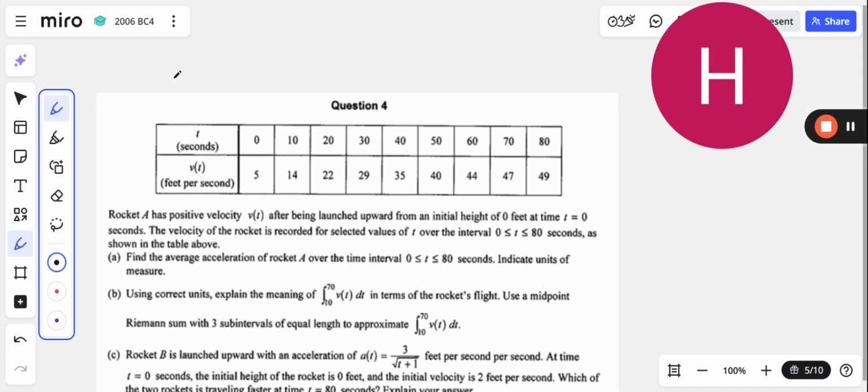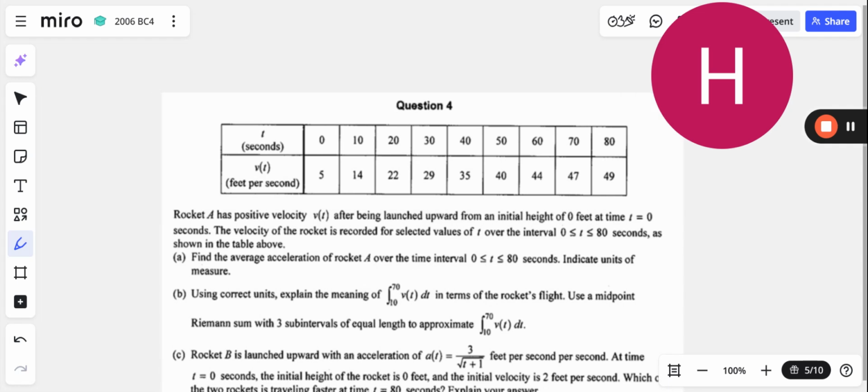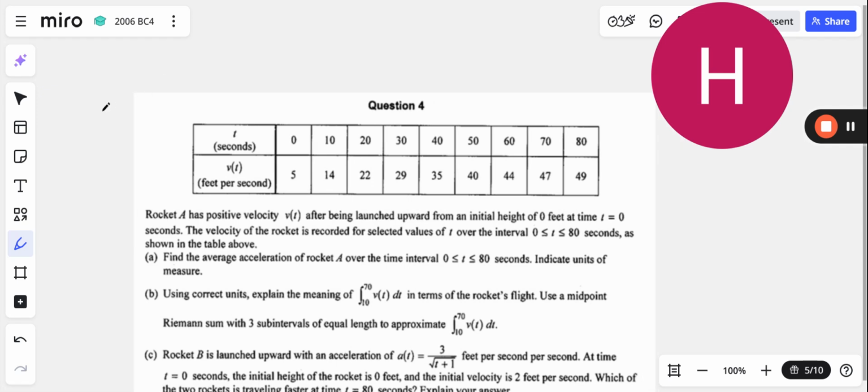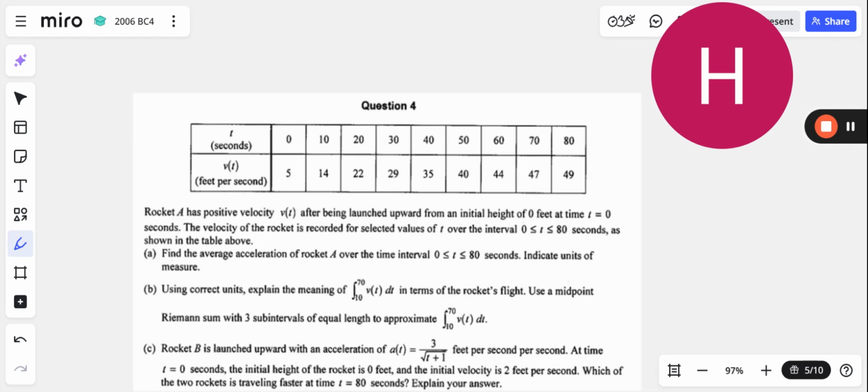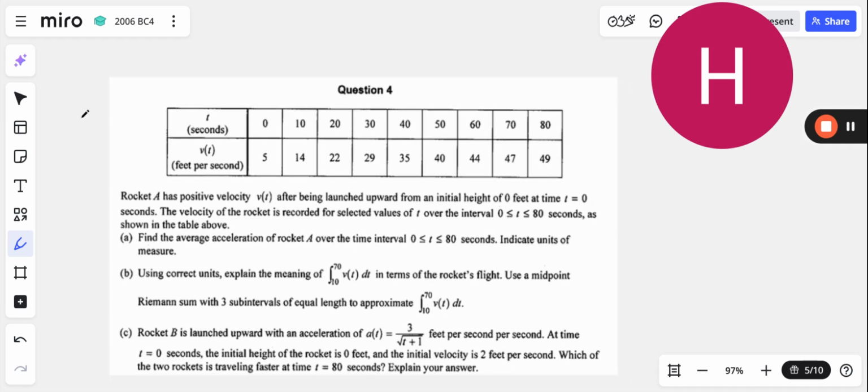And today we have this nice rocket problem from 2006. Rockets, of course, move with a velocity. So here we have a table giving values of the velocity. And this is pretty much an integrals and Riemann approximation type problem.